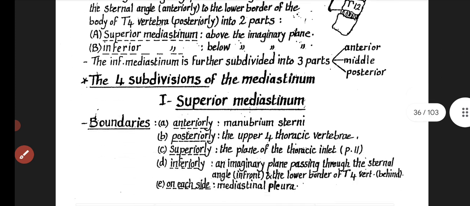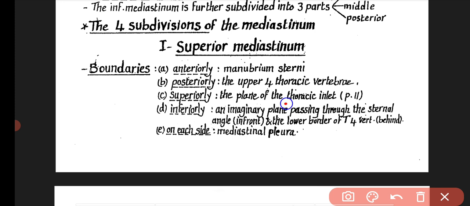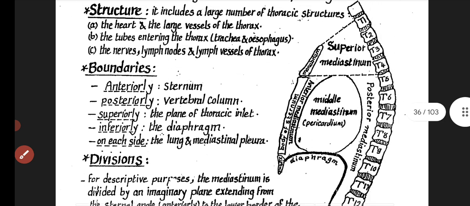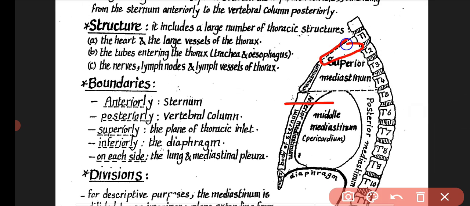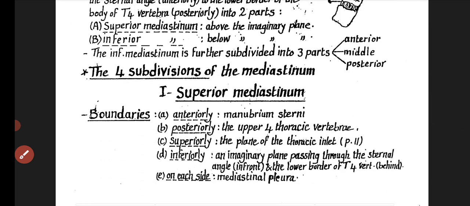Next, superiorly is the plane of the thoracic inlet. This one is the thoracic inlet. Inferiorly is an imaginary plane passing through the sternal angle in front and the lower border of the T4 vertebra behind. That imaginary line divides the superior mediastinum from the inferior mediastinum. On each side is the mediastinal pleura.